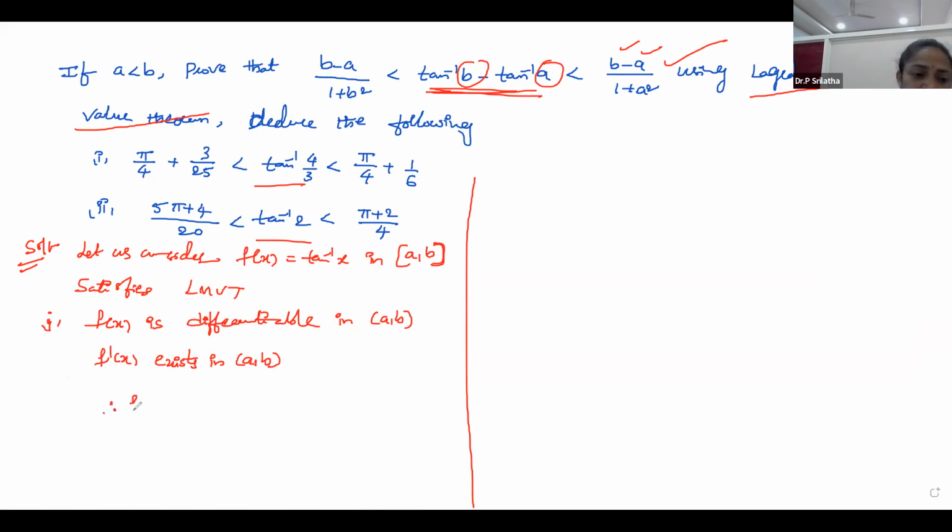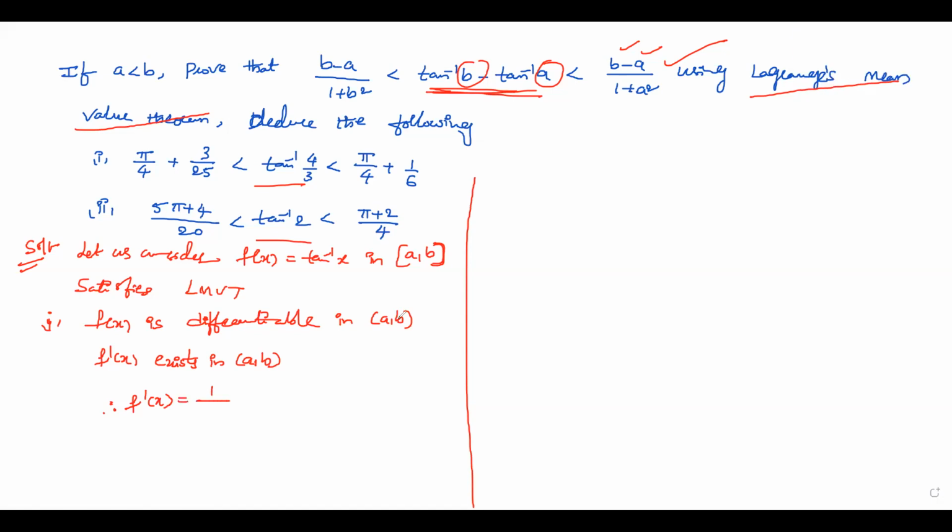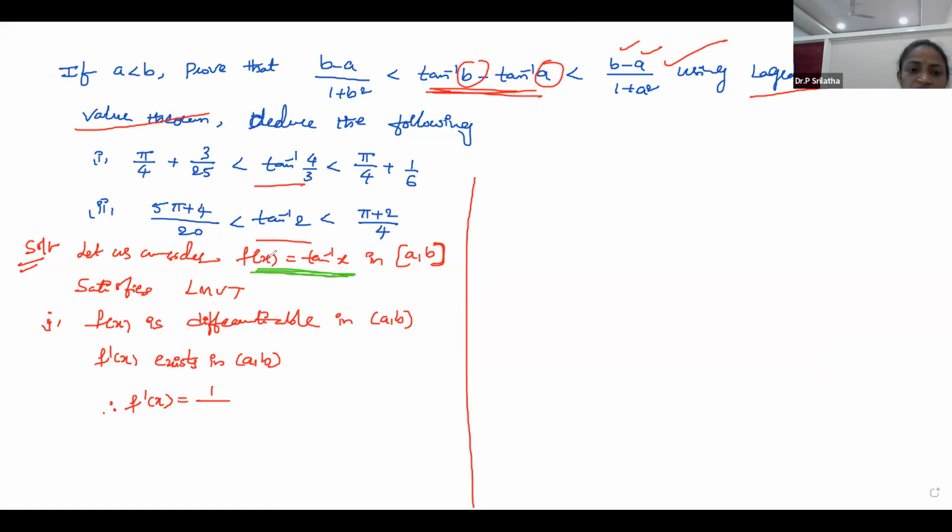So from that, what is f dash of x? 1 by 1 plus x square. Here f of x is tan inverse x, isn't it? So f dash of x will be 1 by 1 plus x square. The differentiation of tan inverse x is 1 by 1 plus x square. Okay, so this will exist in open interval a comma b, right?